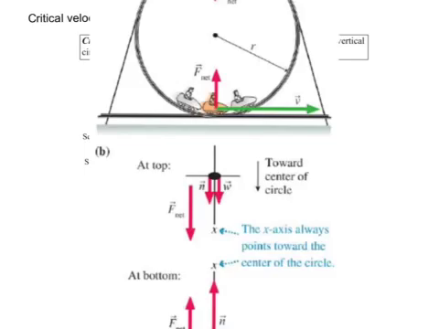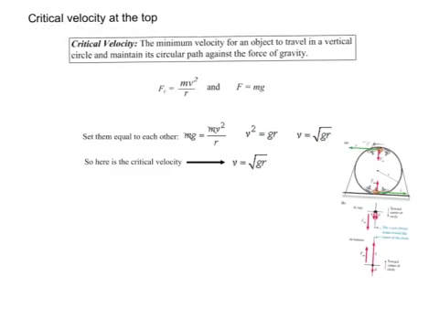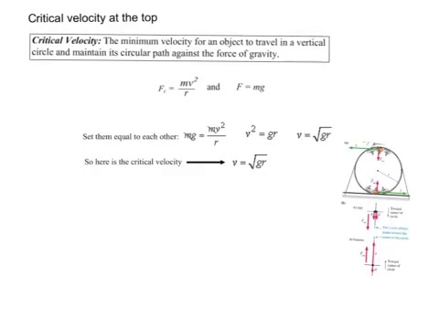The question is, how fast must the car keep going to keep it from falling off the track? Or how fast would we have to spin the bucket to keep the water from falling out? The minimum linear speed for this is called the critical velocity. That's the minimum velocity for an object to travel in a vertical circle and maintain its circular path against the force of gravity. We know the centripetal force is mv squared over r, and we know weight is mg. If we set those equal to each other, we can solve for velocity, and we get the critical velocity, v equals the square root of gr.